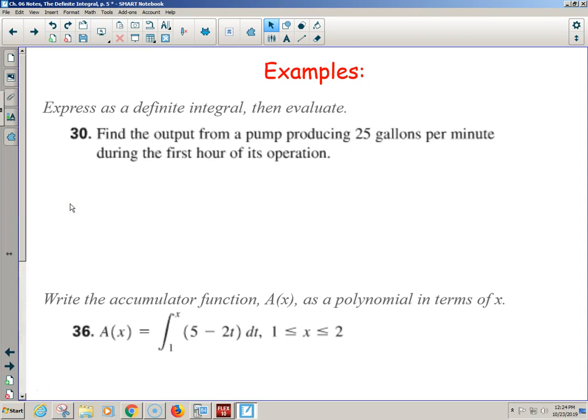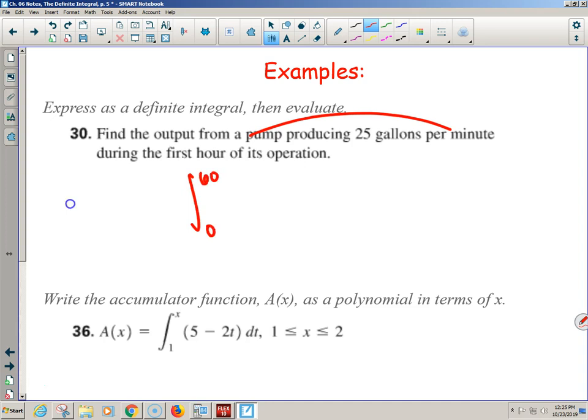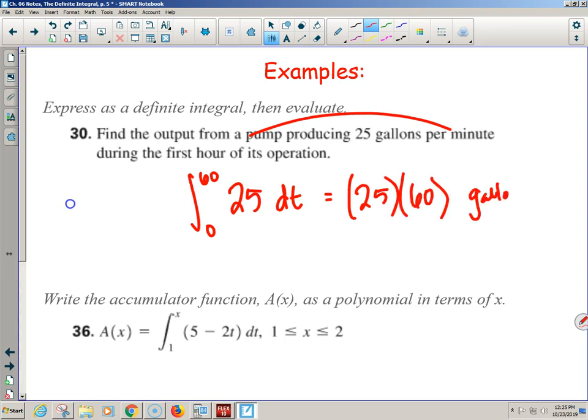Express as a definite integral, then evaluate. Find the output, what a pump is pumping out if that's how fast it's pumping out. Wait, if that's how fast, isn't that a constant rate? What would my integral look like? 0 to 60 because minutes. 25 dt because of time. True. But wouldn't it be as easy as, oh, it's a constant 25 with a length of 60. Dun, dun, dun, dun, gallons.